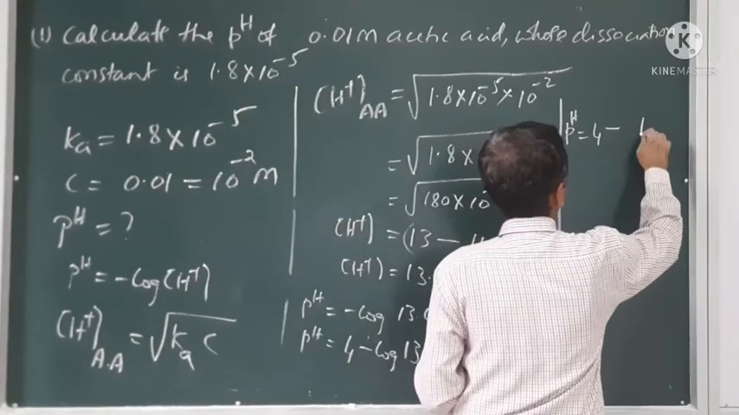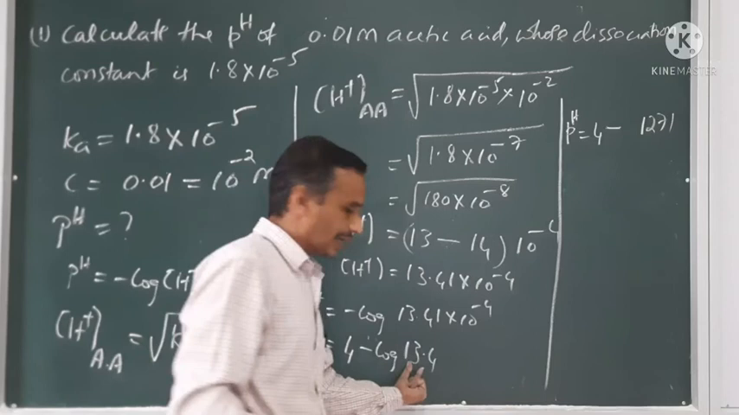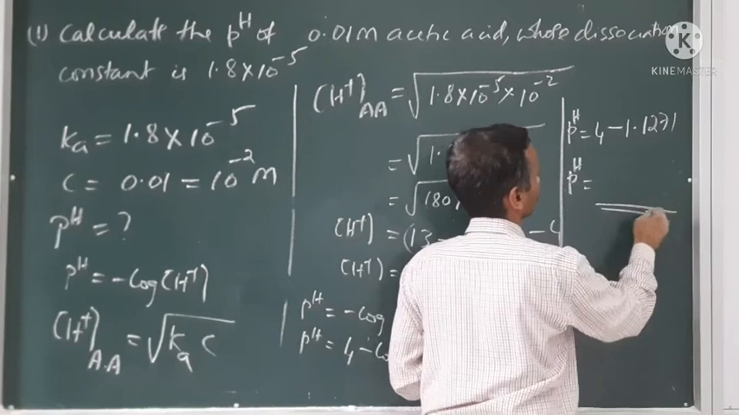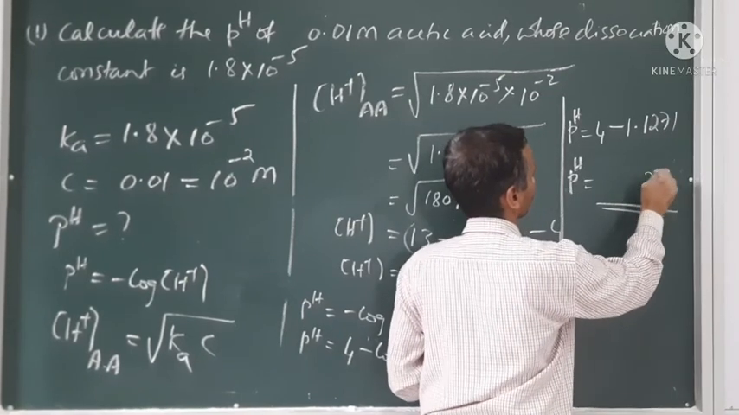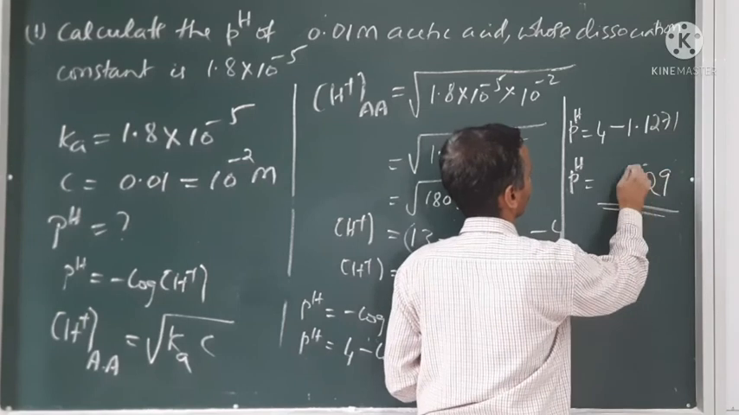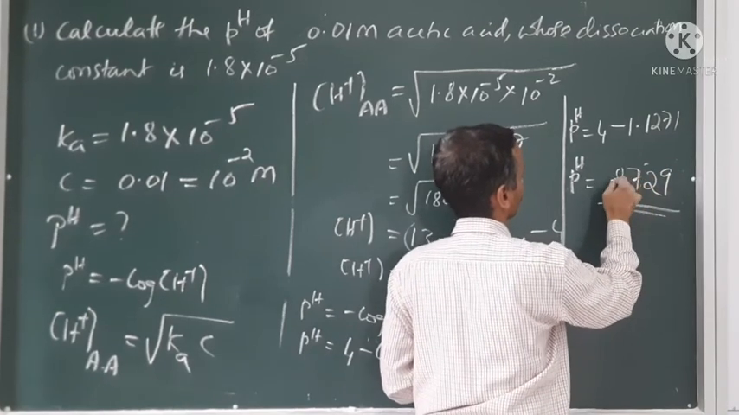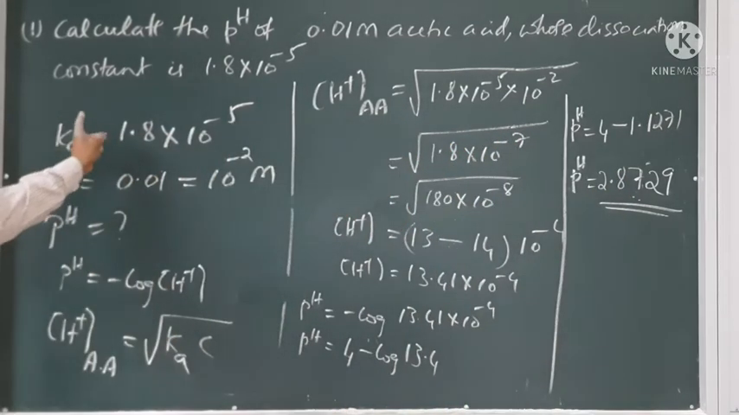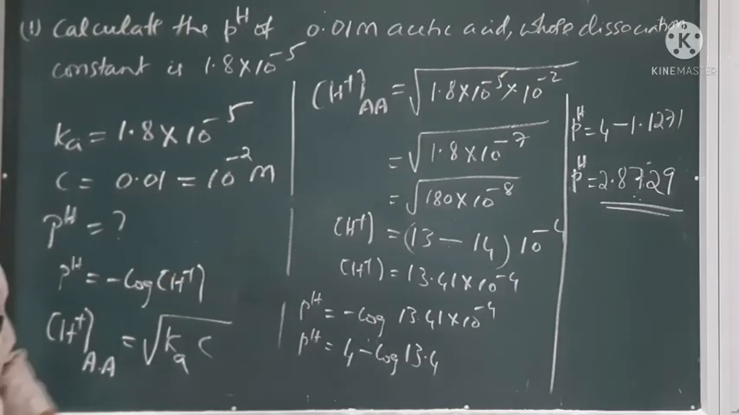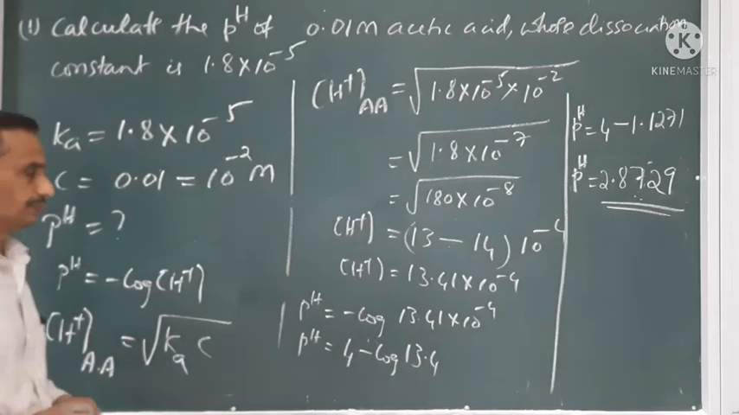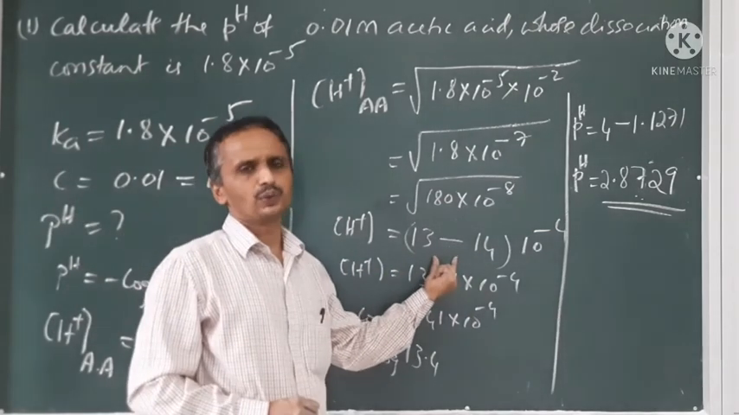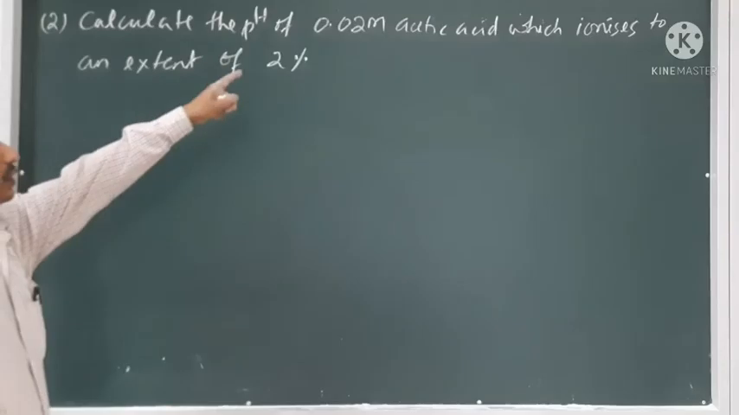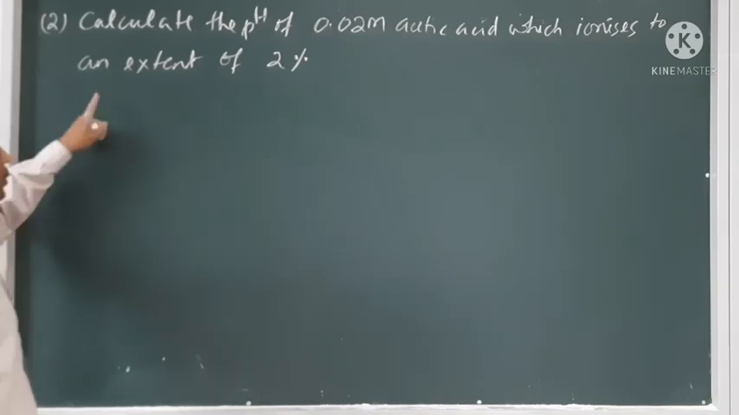Log of 13.4 is 1.1271. There are 2 digits, so 1 point. pH is equal to 2.8729. The pH of this solution is 2.8729. This is how to solve this problem. So here also 13.2 something you take it, then you can calculate, because for the 4 you have to choose answers also. Remember this.